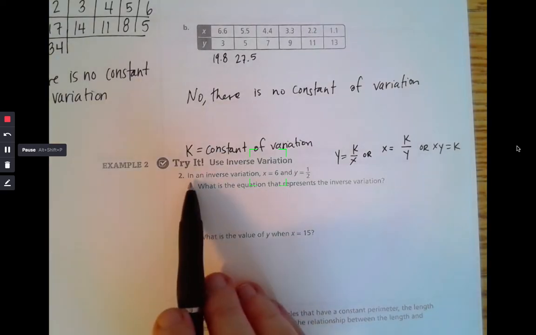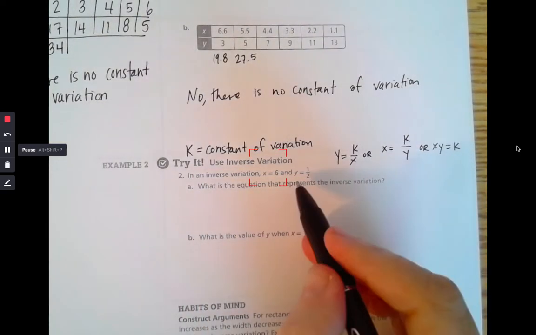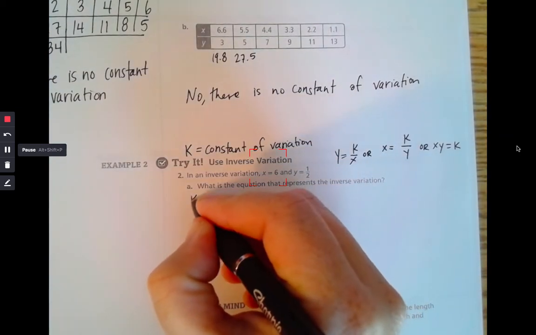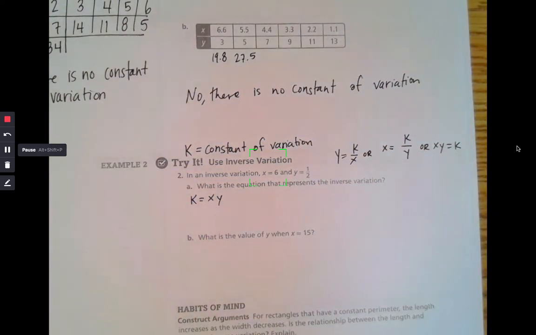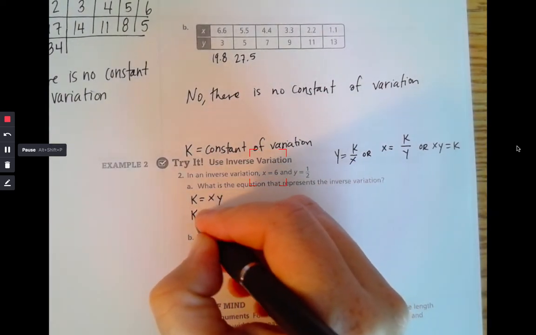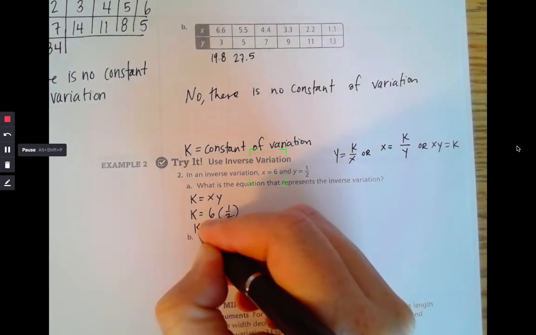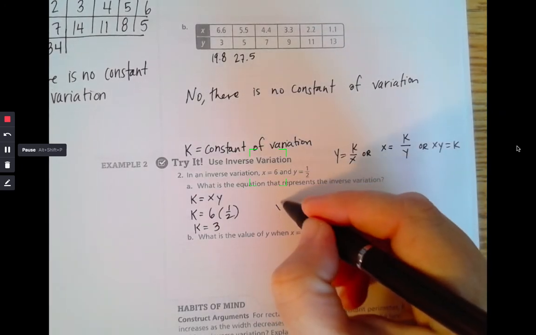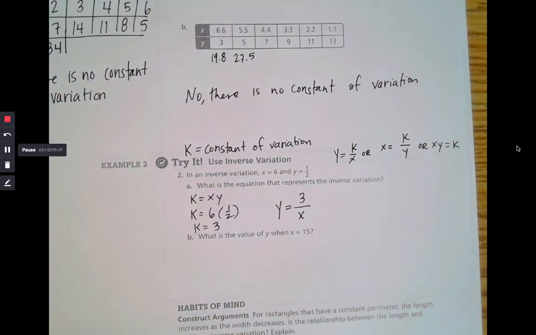So right here they give us x and y. They tell us x equals 6 and y equals 1/2. So what that means is we have to figure out what k equals, right? K equals x times y. Well, do we have both of those? Yep. 6 times 1/2. So that means k equals 3. Now they just want us to write an equation that represents that, and that would be y is equal to 3 over x.